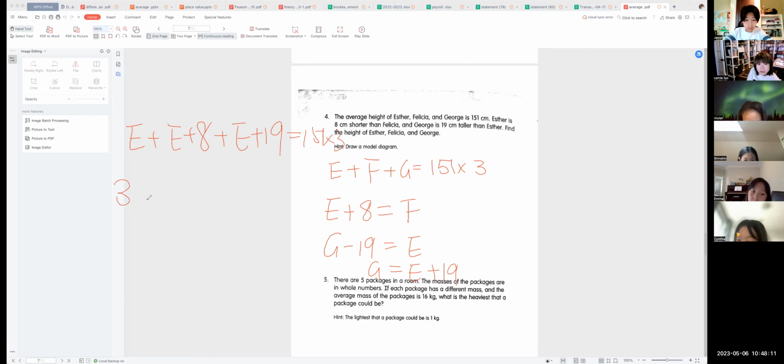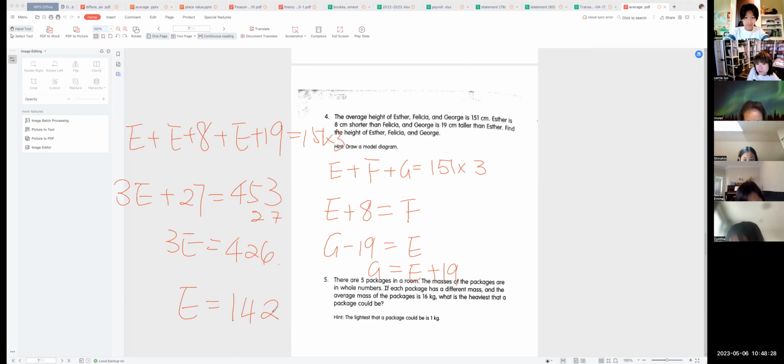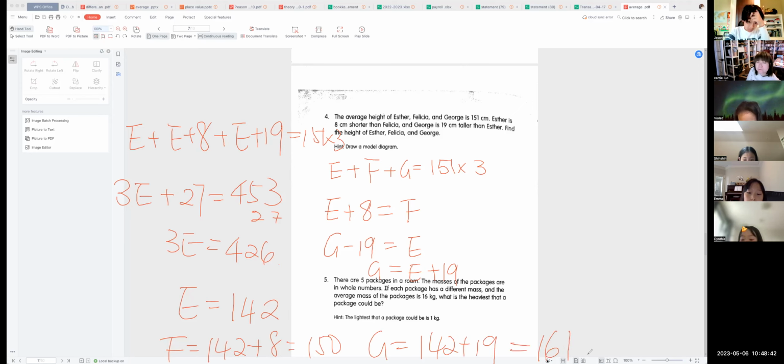So 3 Esther plus 27 equals 453. So 3 Esther equals 453 minus 27, so 426. So Esther equals 142. So Esther's 142, and Felicia equals 142 plus 8 equals 150, and George equals 142 plus 19 equals 161. And you can check your answer by putting them together and dividing by 3 to see if it is equal to 151 or not.